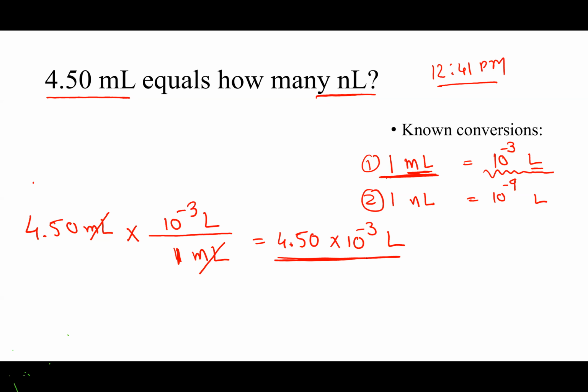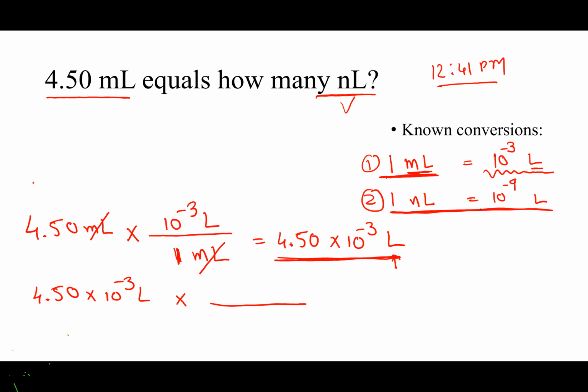I didn't do any simplification. Why? Because this is not my final answer. I want my final answer as nanoliter. I got my unit as liter as of now. So this is not my final answer. It means it's a two-step conversion, where I'm just going to continue with the answer I got in the first step and use another conversion.